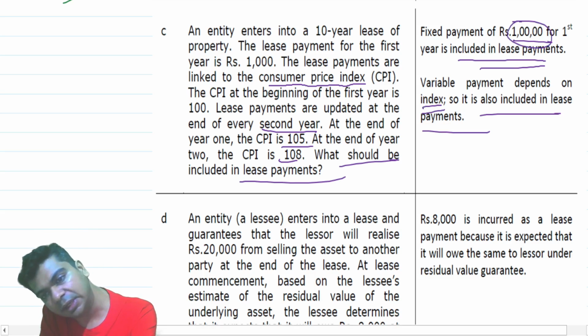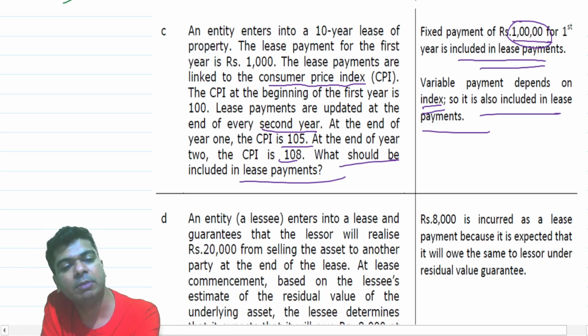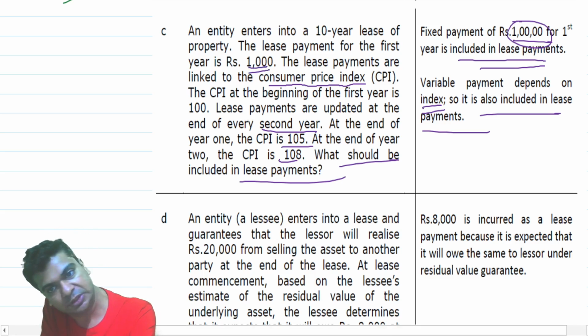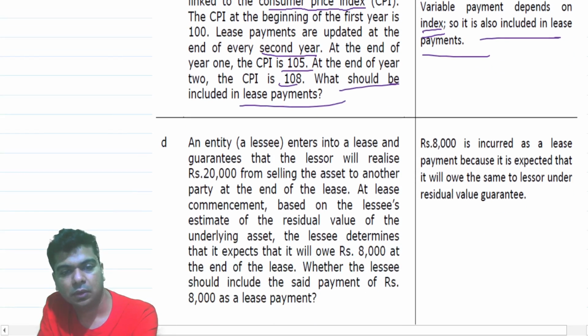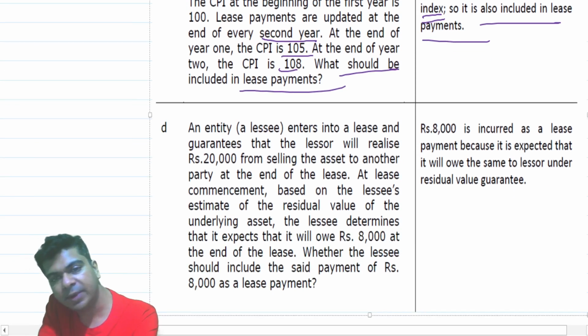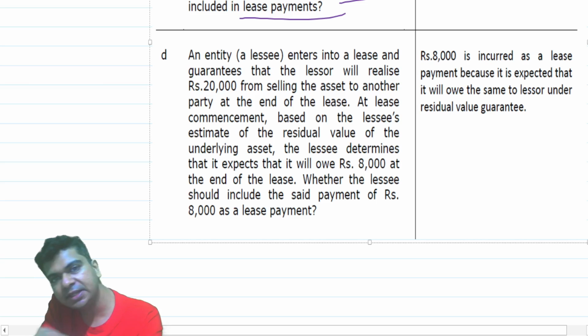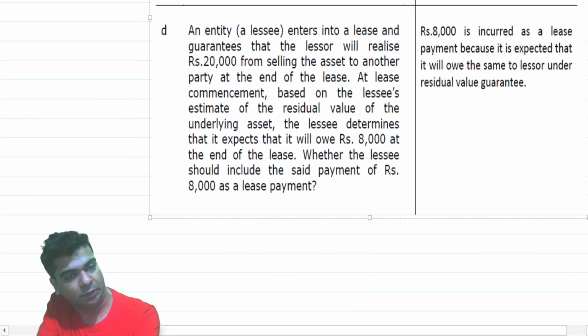I believe there's a correction to be made here. They are saying lease payment for the first year is 1,000. So this should be 1,000. Since it was fluctuating on the basis of a consumer price index, anything that is varying on the basis of inflation, interest rates, we included.